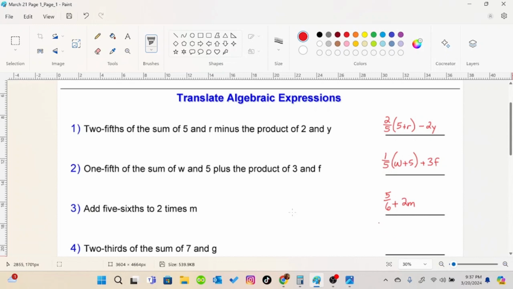Number 4, 2/3 of the sum of 7 and g. So far we've seen words like sum, which means addition, minus means subtraction, and product means multiply, times also means multiply.